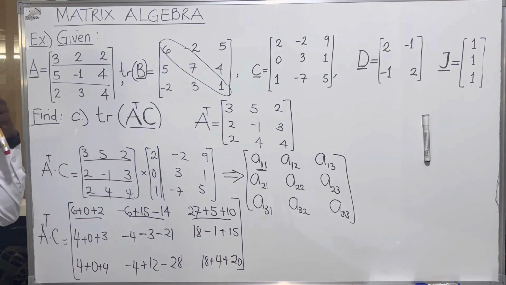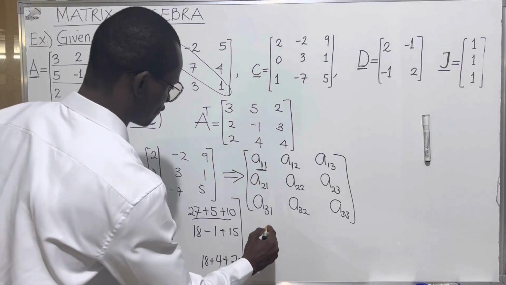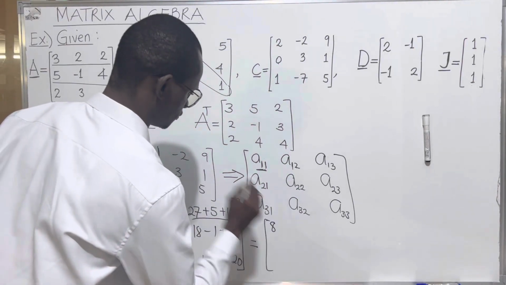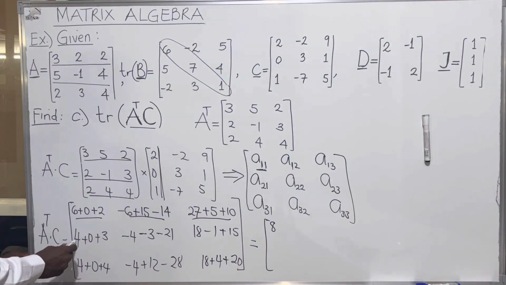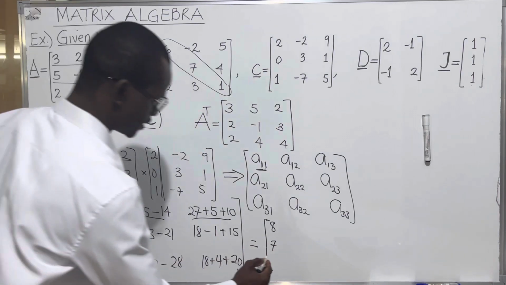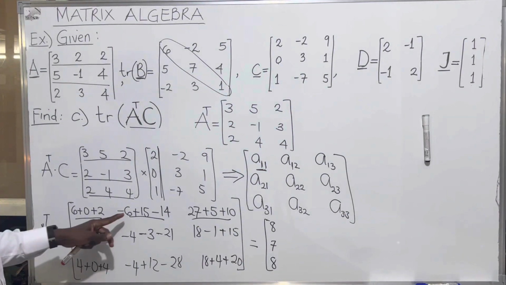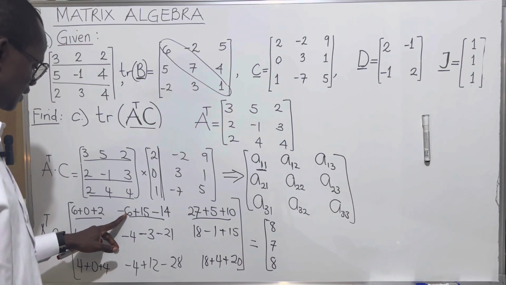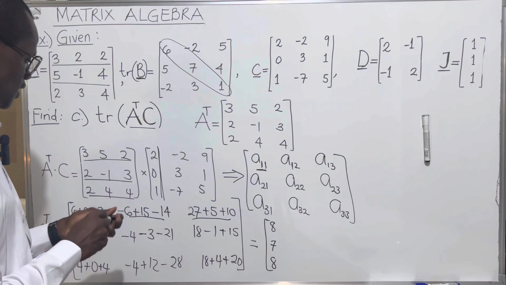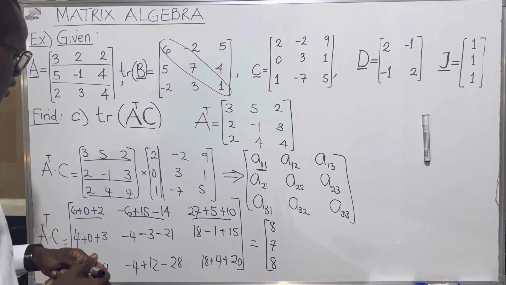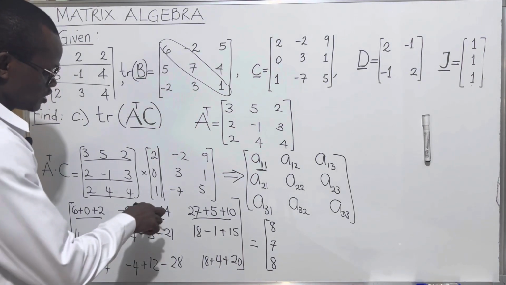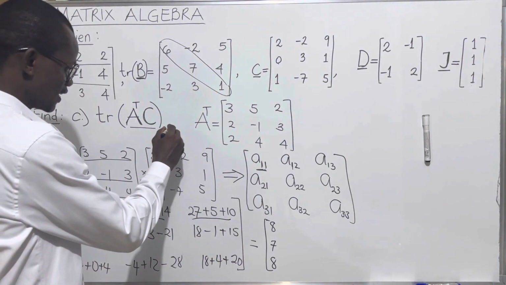So we now need to sum up to get our final answer. So 6 plus 2 is 8. 4 plus 3 is 7, and then 4 plus 4 is 8. And this one, minus 6 plus 15. So if you take 6 from 15, you're left with 9, positive 9.